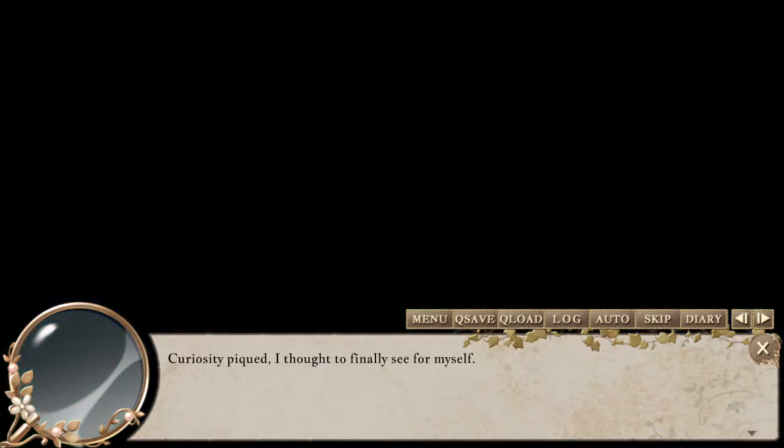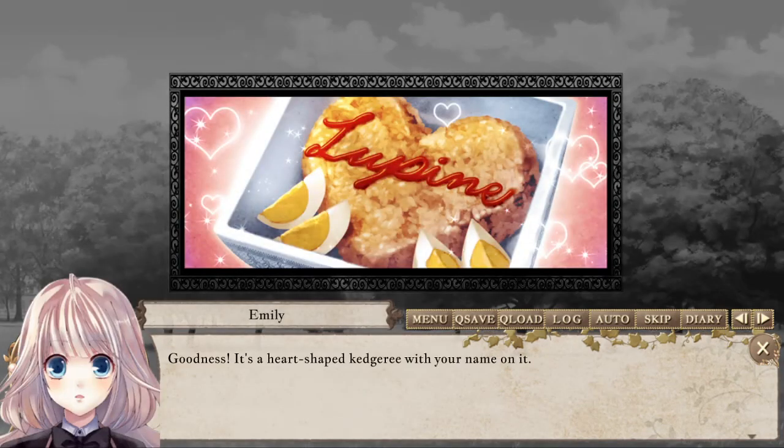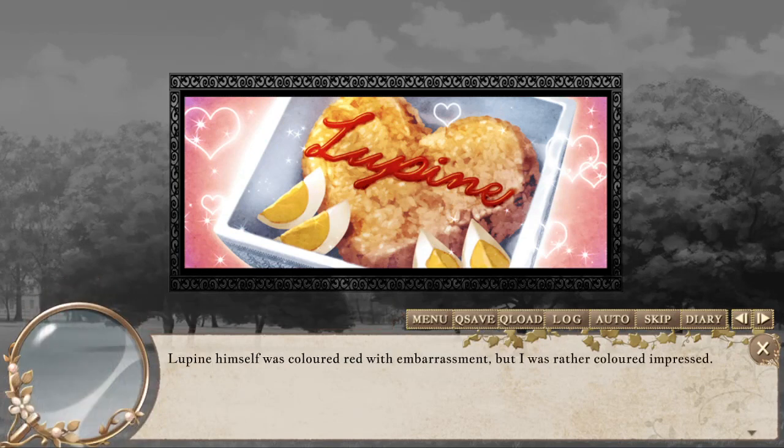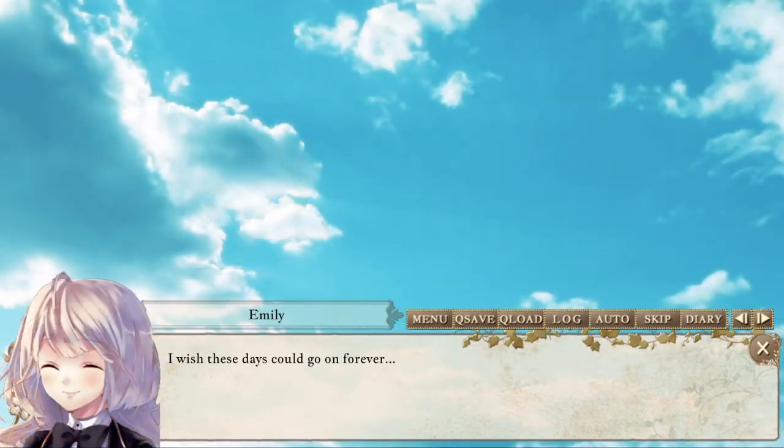Curiosity piqued, I thought to finally see for myself. Goodness! It's a heart-shaped catchery with your name on it. Lupin himself was colored red with embarrassment, but I was rather colored impressed.